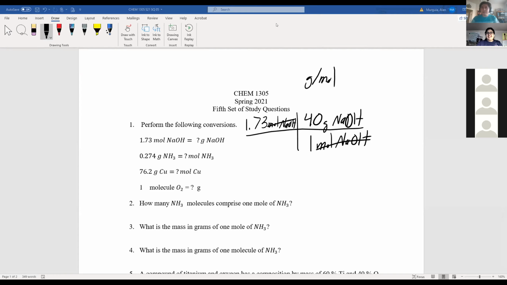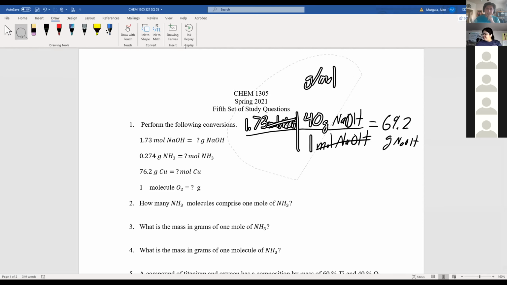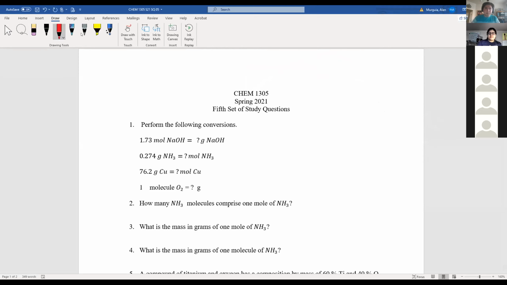All right, perfect. So now that we've canceled out moles of sodium hydroxide and we're left with grams of sodium hydroxide, what does that give me? You multiply 40 times 1.73, which gives you 69.2 exactly grams of sodium hydroxide. That's perfectly correct. And let's write that here. We get 69.2 grams of sodium hydroxide.